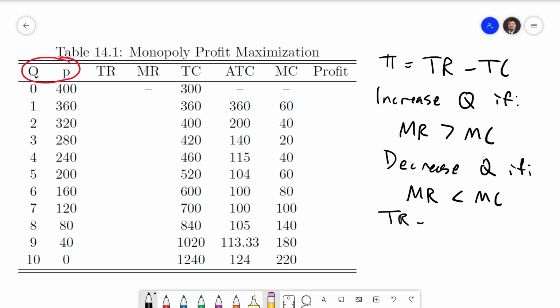Total revenue is price times quantity. 0 times 400 is 0. 1 times 360 is 360. 2 times 320 is 640. And so on and so forth. I'm going to go and fill this in all the way down.